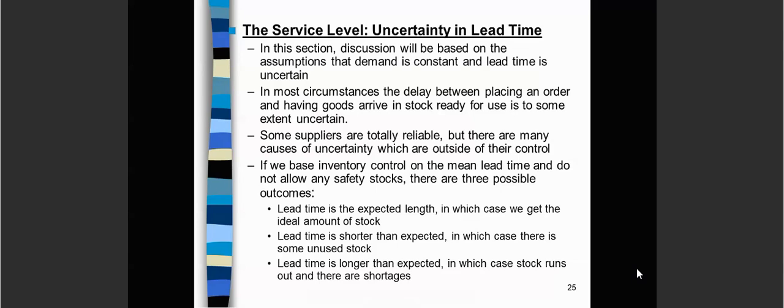Lead time is longer than expected, in which case stock runs out and there are shortages. Maksudnya di sini, bila kita jangkakan lead time tu katakanlah 5 hari, kemudian supplier kata dia tak dapat membuat penghantaran dalam 5 hari, dia hanya boleh buat penghantaran pada hari yang ke-7, maka oleh kerana kita extend tempoh lead time tersebut, maka akan berlaku shortage ataupun stock out lah bagi pihak kita. Baik.